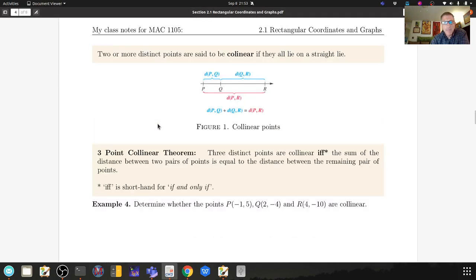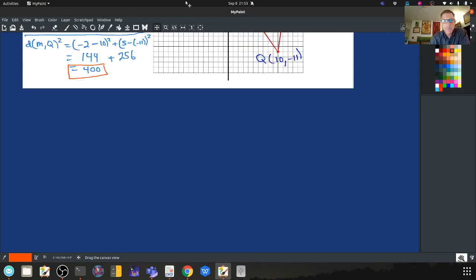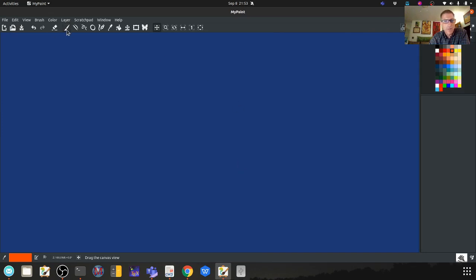So here we have a new concept. Two or more distinct points are said to be collinear if they all lie on a straight line, and the distance between the first two points, so P and Q, and R, is equal to the distance between P and R. And that's really, really easy to memorize. There's really nothing to it.